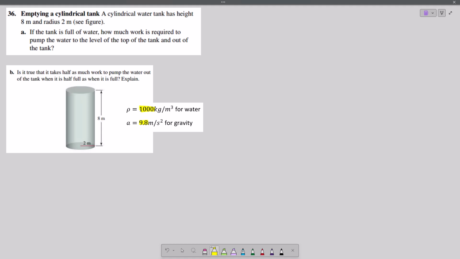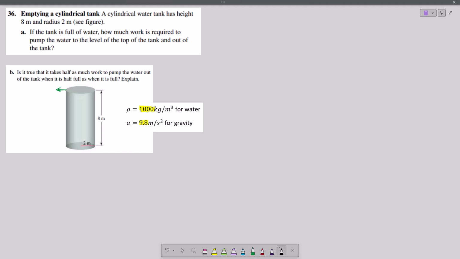We've got this cylindrical tank, 8 meters tall, 2 meters radius. It's filled with water. We want to pump the water right out of the top. So we're imagining that there's a pump, and the water is just going to be pumped right over the top somehow with this pump. All right? So here's how we start.